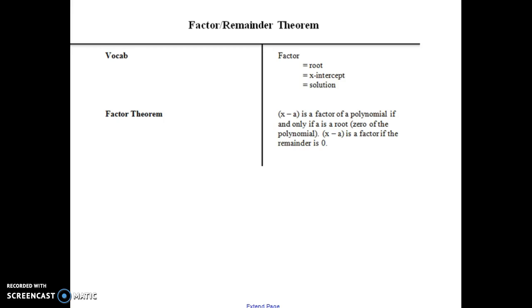Just as a quick little review, a factor is a root, it is an x-intercept, or it is a solution. In other words, looking at the graph, it is where it crosses the x-axis, aka x-intercept, also known as a root, and it's the value of x that would make your y equal 0, your solution.